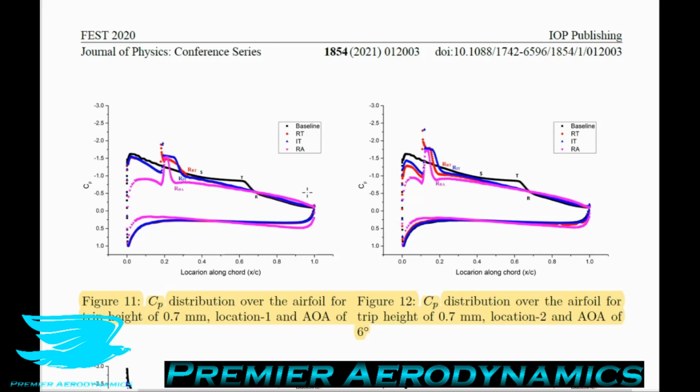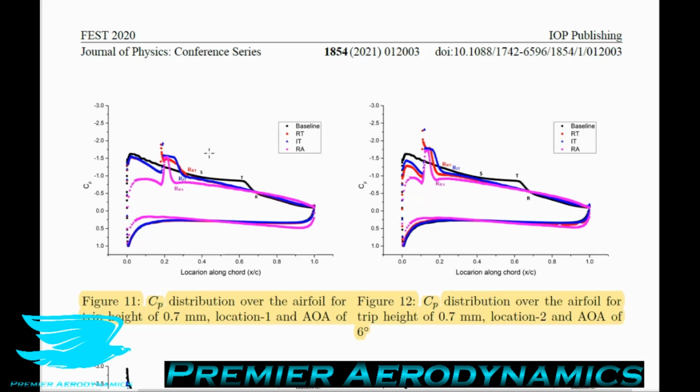As you increase the angle of attack, this LSB moves towards the leading edge. None of the tripped airfoil surfaces exhibit this LSB. The suction peak is highest for the right angle trip and lowest for the isosceles triangle trip, as shown in figures 11 and 12. So we can see we still get these peaks in the low pressure at about 20% of the chord downstream, but the isosceles triangle is not exhibiting nearly as high a peak as the right angle trip, the rectangular trip, and it takes longer for it to dissipate back to what we expect.